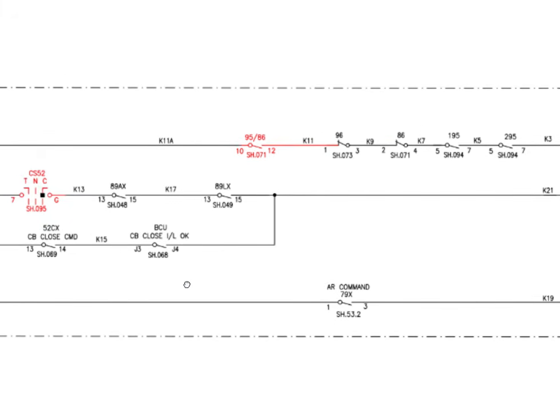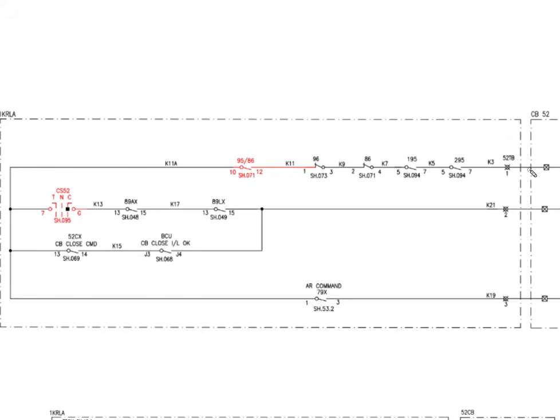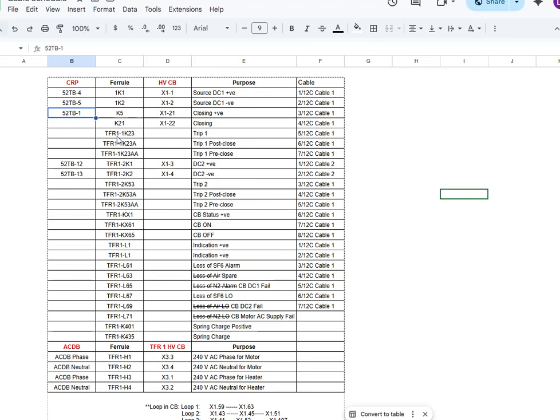So the closing positive is coming to 52 TB-1, and then through the TNC switch, through the interlocks, then the closing is extended from the TB number 52 TB-2, K21 52 TB-2. So the TB in the relay panel is 52 TB-2. Okay, so till now it is clear.